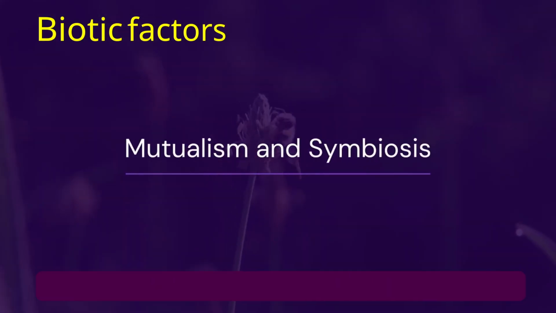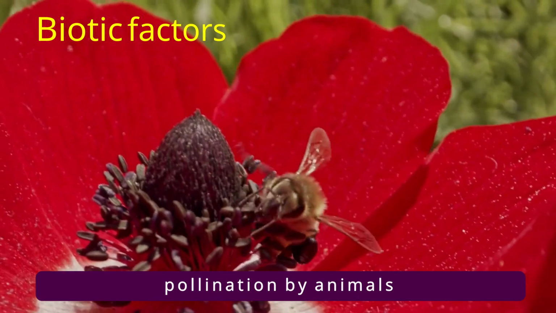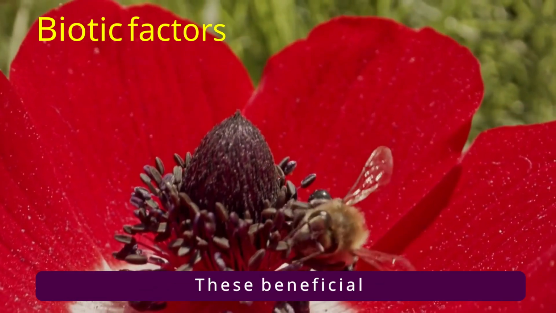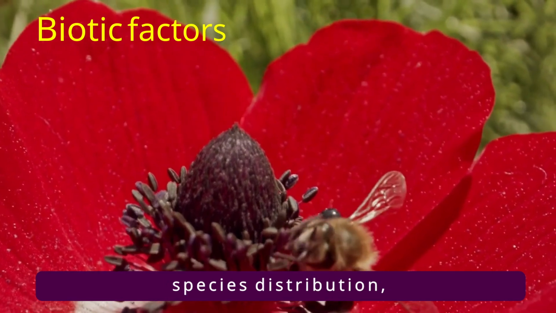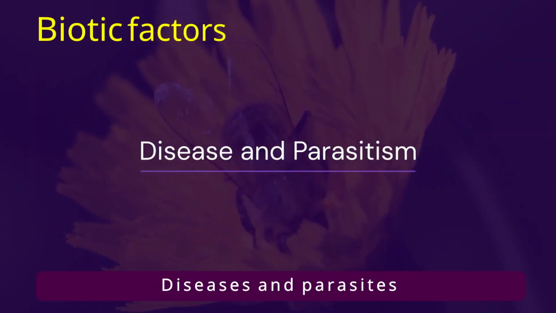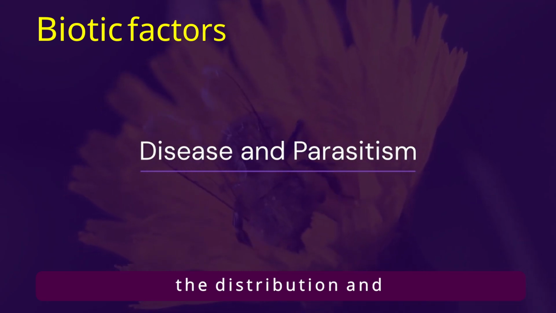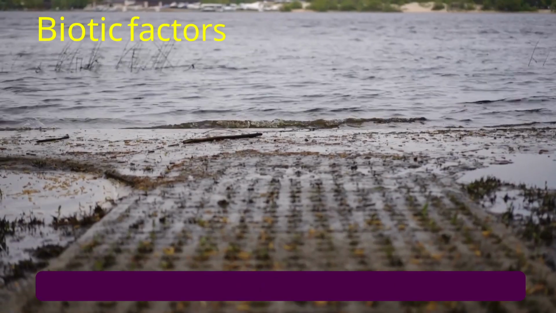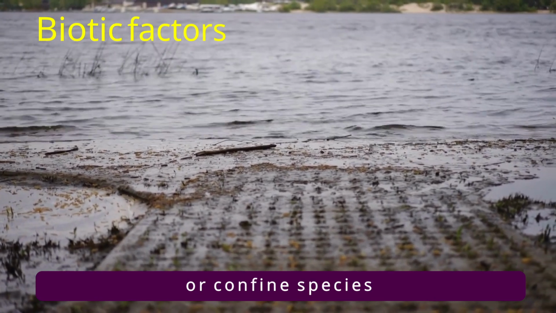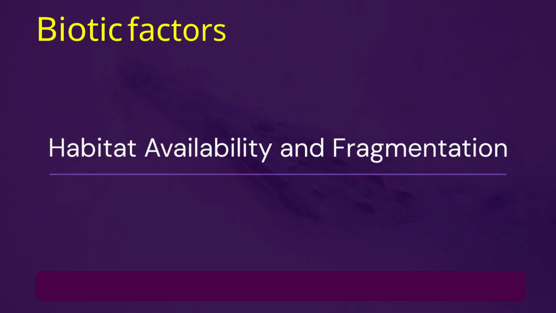Mutualism and symbiosis. For instance, pollination by animals enhances the reproductive success of many plant species. These beneficial interactions can influence species distribution. Disease and parasitism. Diseases and parasites can significantly impact the distribution and abundance of organisms. Outbreaks or infestations may reduce population sizes or confine species to specific areas.